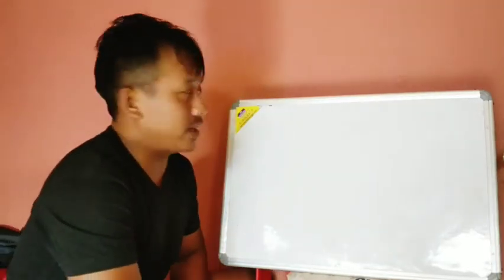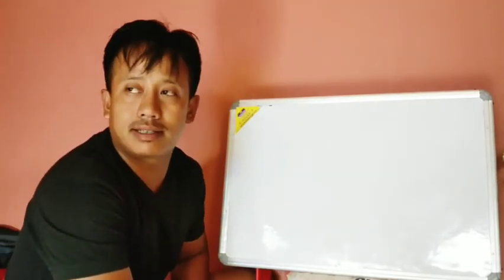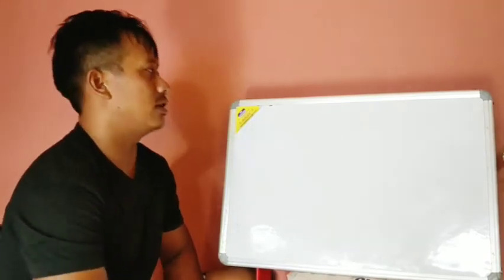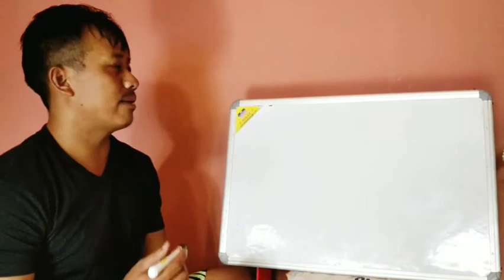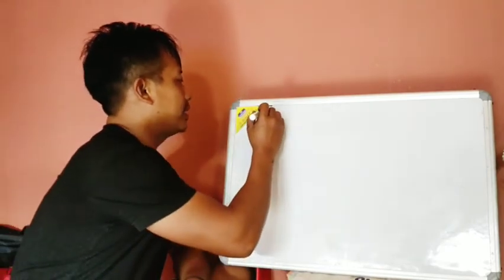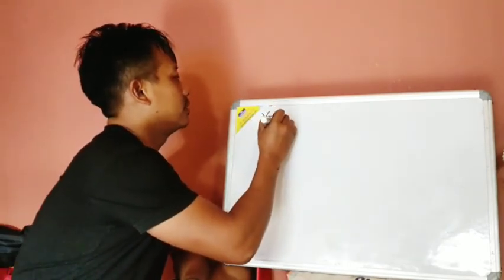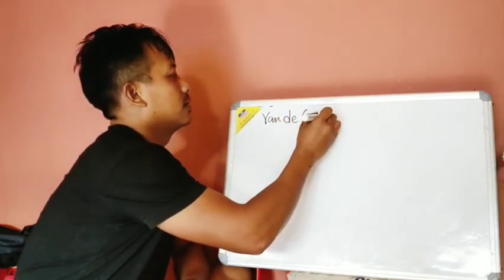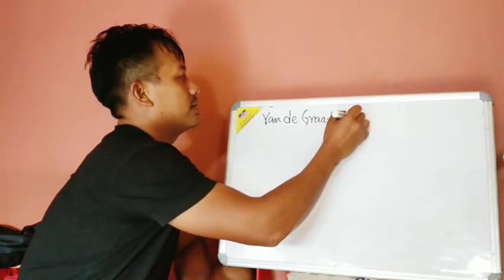So the next topic in this particular unit, which will be the last unit for electrostatics, is the Van de Graaff generator.